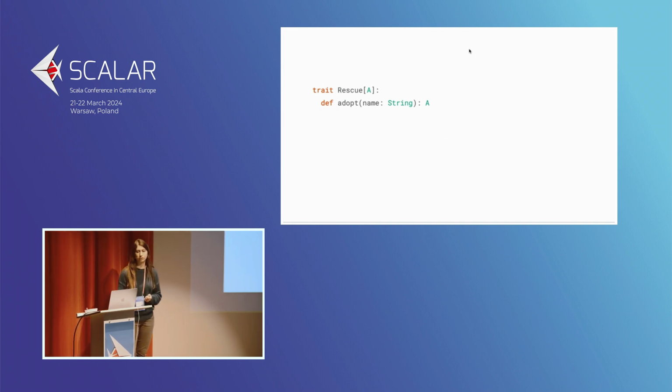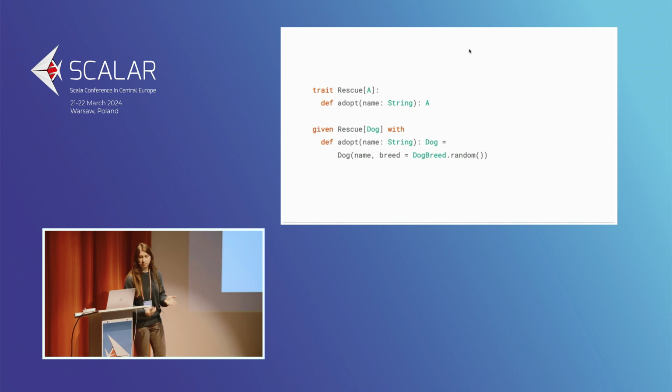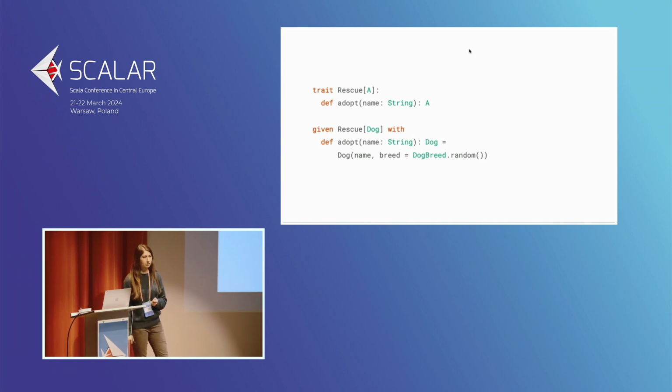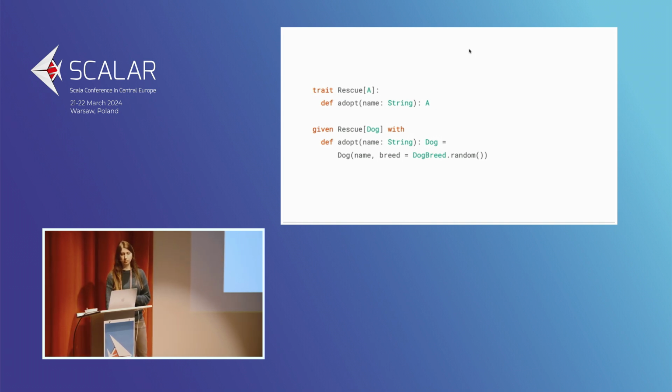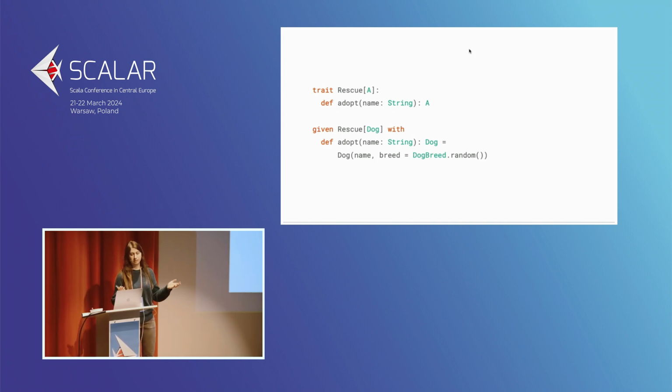So let's look at the first of these two. We can imagine defining an instance of rescue for the type dog. It's pretty straightforward. The constructor of dog takes just two values. It takes a name, which you're providing in the input to adopt, and then a breed.